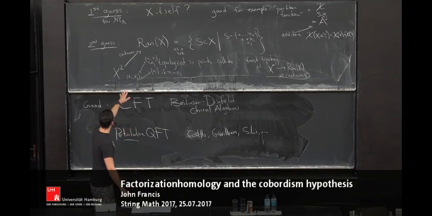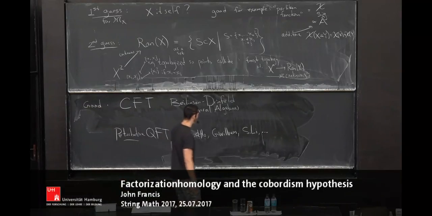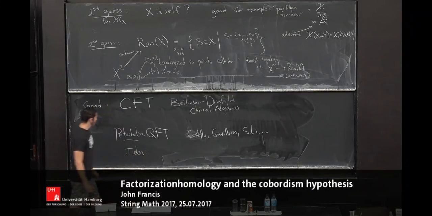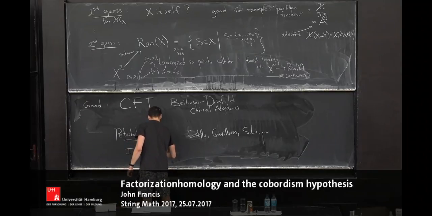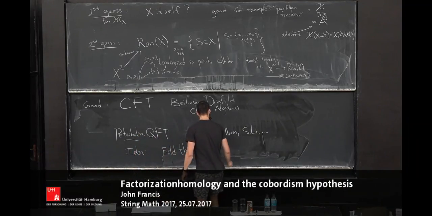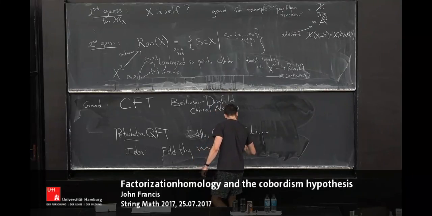So why is this good for these kinds of things? Well, here's the rough idea. So for some field theory, let's say that you could construct a sheaf C on the Ran space.